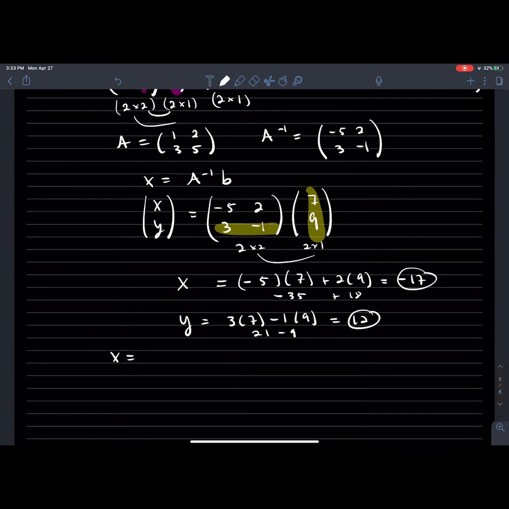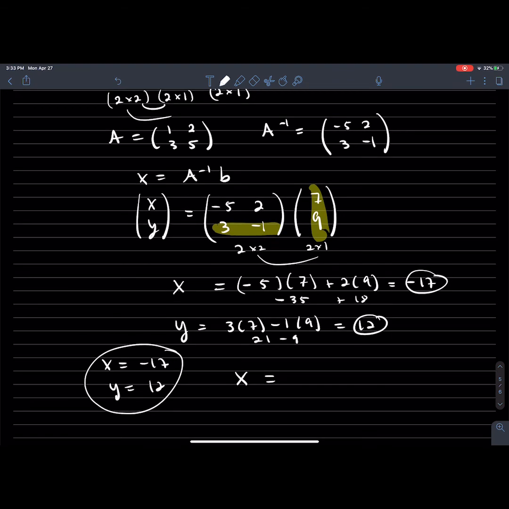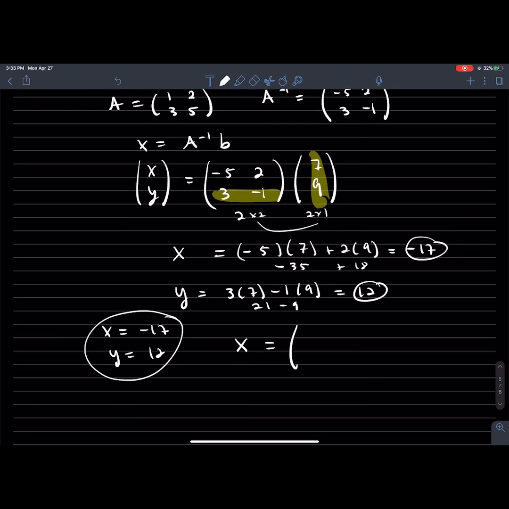You can use algebra to solve that too. We got X equals minus 17, Y is equal to 12. But remember I said my X is my X vector, X, Y, so my vector X is minus 17, 12, and we can represent both answers either way.